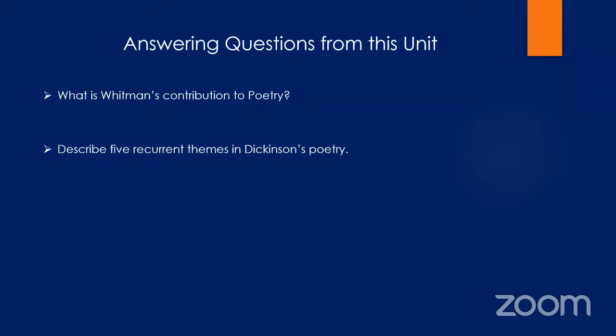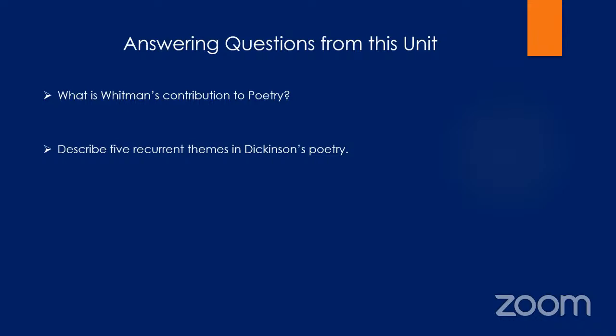But if it's a short answer, and it just says describe 5 recurrent themes in Dickinson's poetry, I would cut short. I would still write a couple of lines for each of those themes, but I wouldn't expand it to a paragraph or two. Does that make sense? Yeah, thank you, sir. Sure. So please understand what the question is asking, okay?